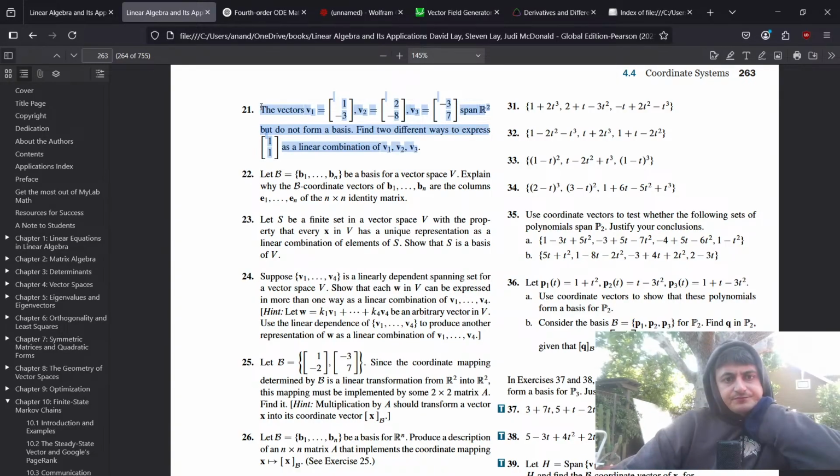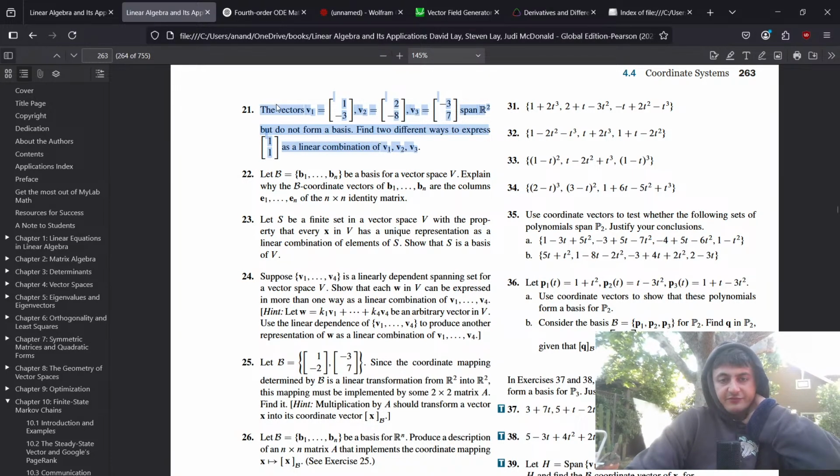Okay, let B be a basis for a vector space V. Explain why the B coordinate vectors of the basis elements are the columns of the identity matrix. Okay, that's a good one. I think it's because... all right, so we'll do that. That's a good one. I like that one.